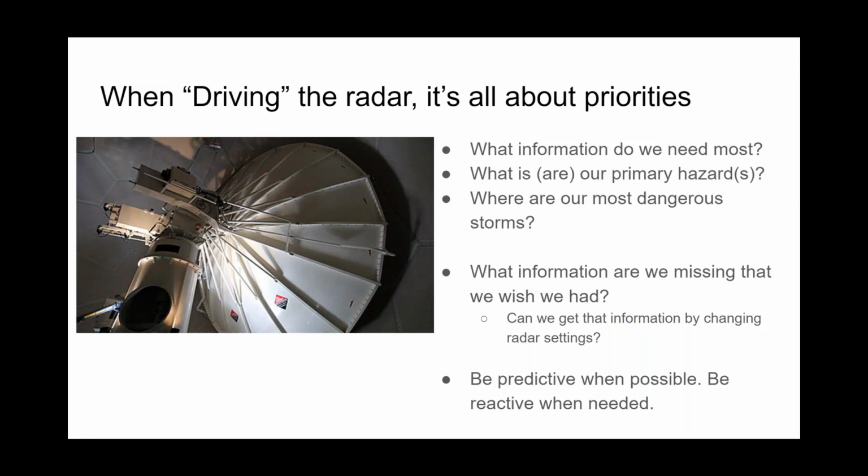Also, through the course of this process, I think it's really important for anyone looking at the radar to ask themselves, what information is missing that I wish I had? So, gosh, I wish I could see that 1.3 degree slice for this storm more frequently. Well, am I in MESO-SAILS? Because if that's not the case, then I can get that information just by changing radar settings.